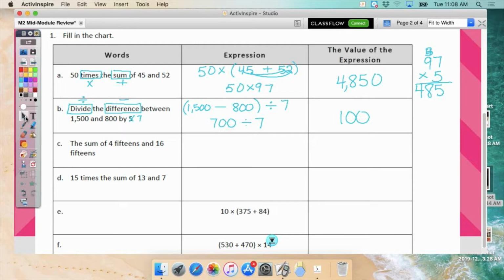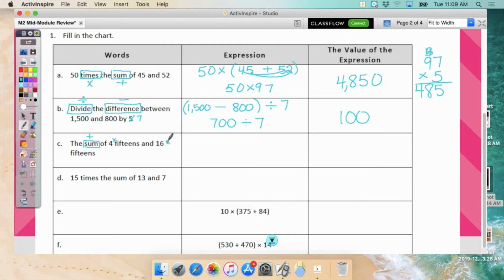Okay? What should I put a box around for C? Sum. What does that tell me I'm going to do? Add. And then I don't see any more mathematical words. No. But I know there's something we practiced. Whenever I have a number right next to a number word, do you remember what sign goes in there? Multiplication. I almost gave you the answer. Well, I pretty much did. But we think of this as 4 copies of 15, don't we? Yeah. Okay?